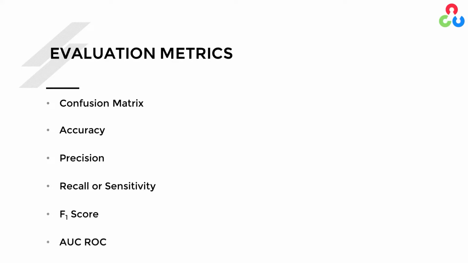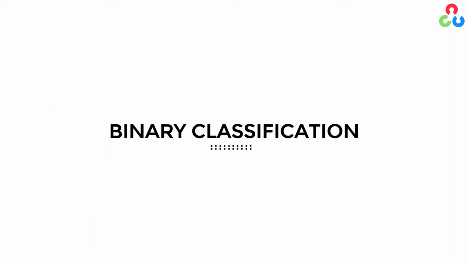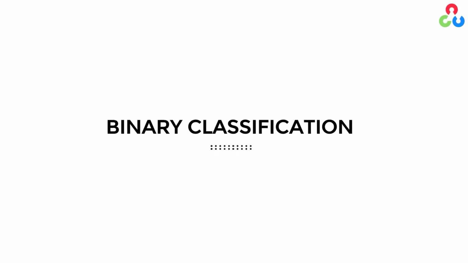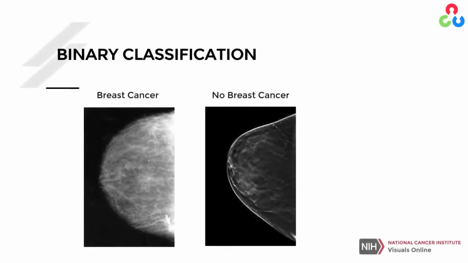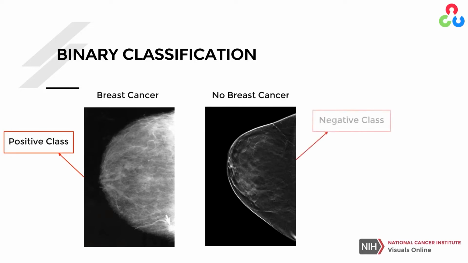ROC curve. For simplicity of the discussion, we first look into the case when we have just two classes. We are looking at mammograms, and our goal is to identify if a mammogram shows breast cancer or not. Since we are looking for breast cancer, the mammograms with breast cancer belong to the positive class, which is pretty ironic. The mammograms with no breast cancer belong to the negative class.